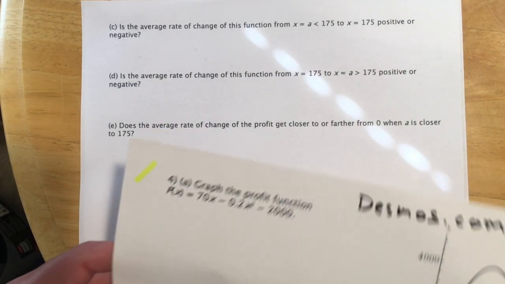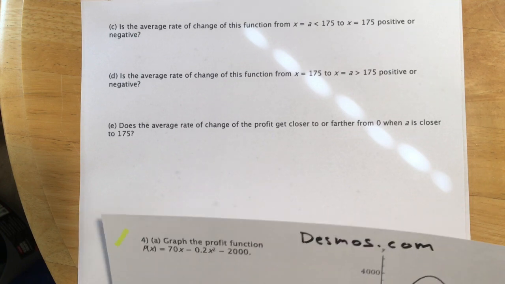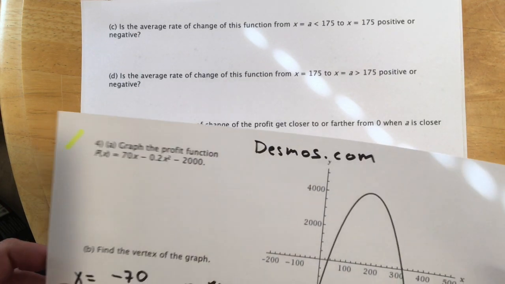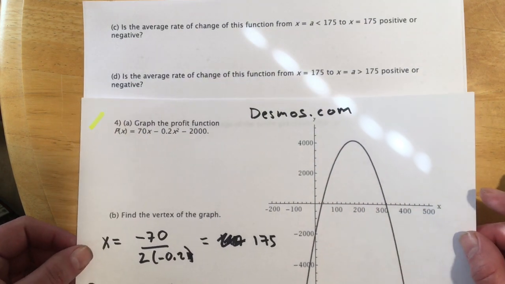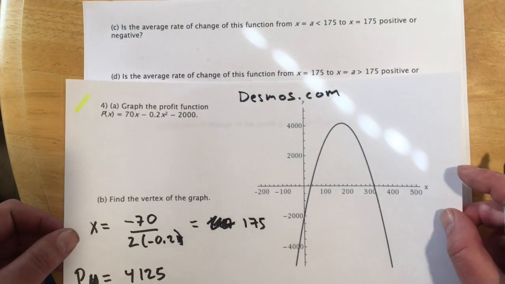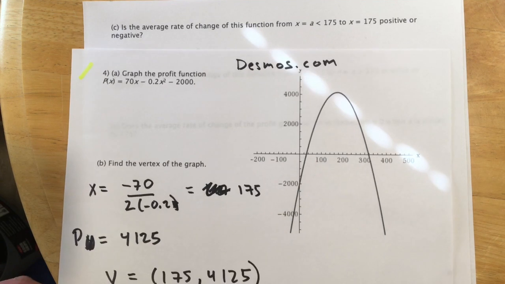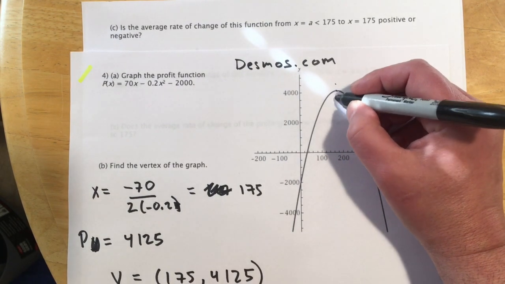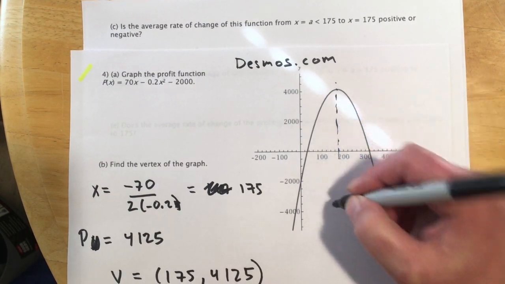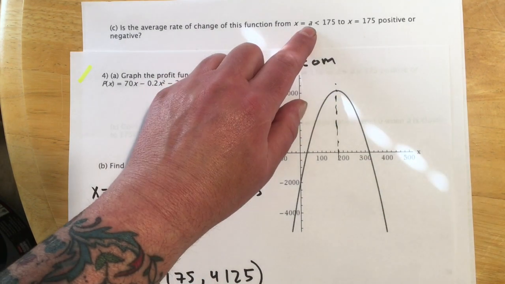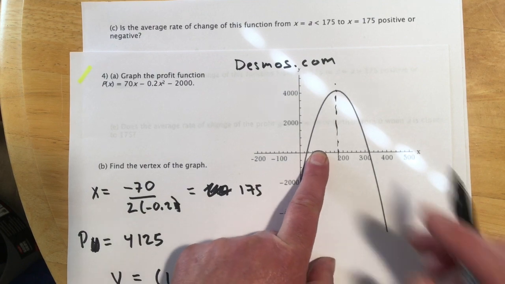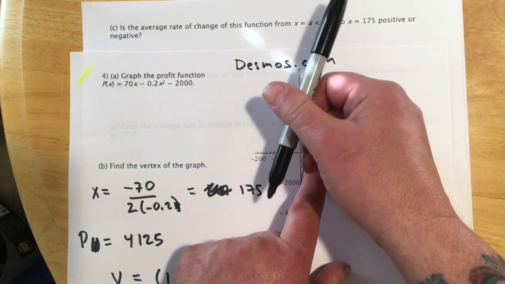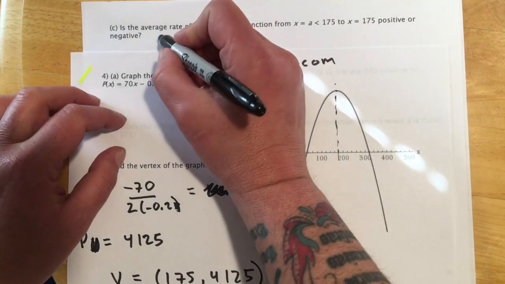Okay, and then part C of the question is the average rate of change for this function from x equals a less than 175 to x equals 175, positive or negative? Okay, so that was a lot of words. So we'll come back here and we'll look at our graph. Here's 175, somewhere right around there at the vertex. So where these are less than, is the slope positive or negative, because remember, average rate of change is like our slope. So here we would say it's positive.